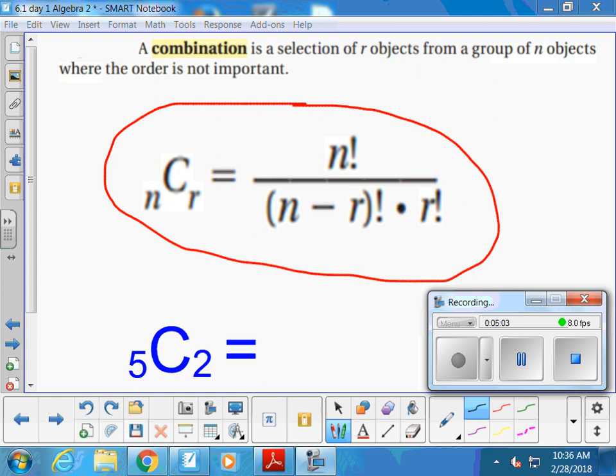So here's how the formula works. I already put it on the board. I'll let you write it down, and then we'll stick some numbers in with our example.